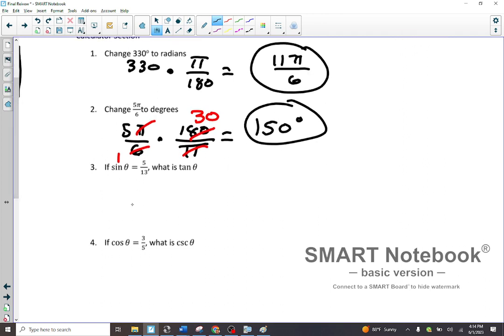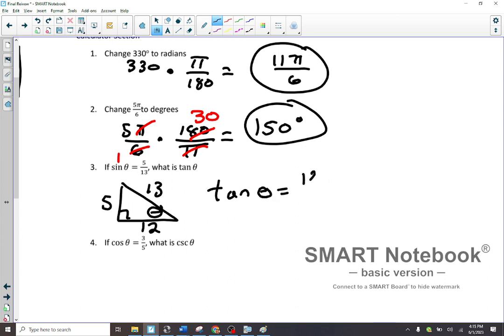Next one. Sine theta is 5 over 13. What's tan theta? If I had an imaginary triangle where this is theta over here, opposite 5 over the hypotenuse 13, I'll have to find the adjacent, but that's a 5, 12, 13 triangle. You could always use the Pythagorean theorem to figure it out. In this case, I want tangent. Tangent is TOA, or opposite over adjacent. So tan theta equals opposite over adjacent, 12 over 5.